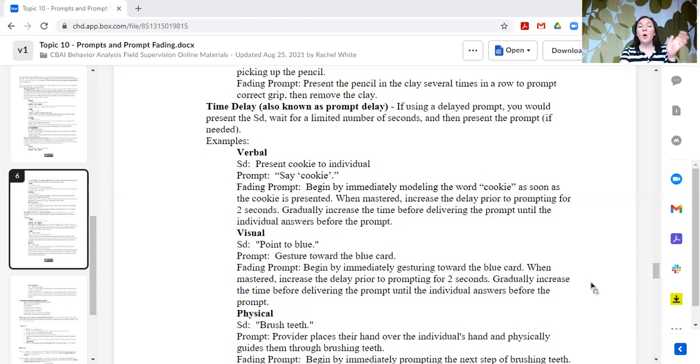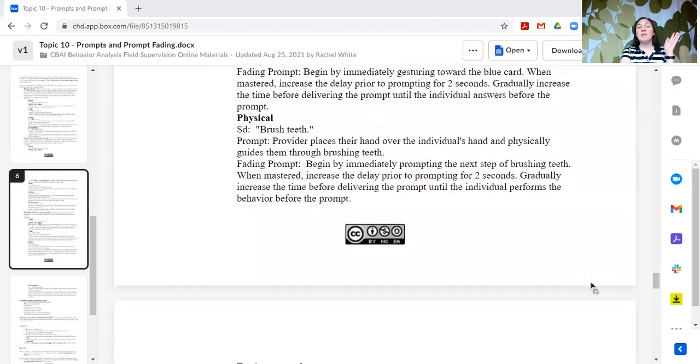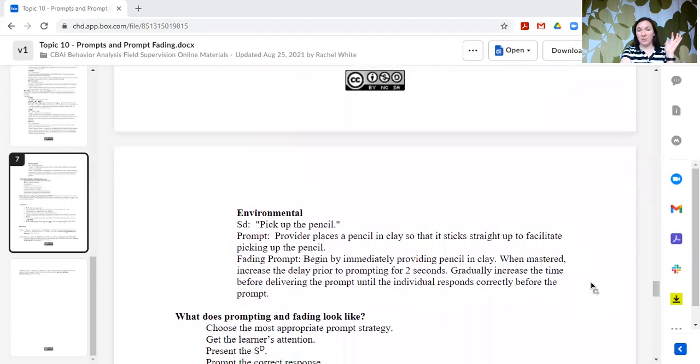Okay. So I gave an example of what it would look like with the visual and the model. Same thing with the verbal. You're going to gradually increase the time between delivering the prompt after you've given the cue. Same thing with physical, same thing with an environmental prompt.